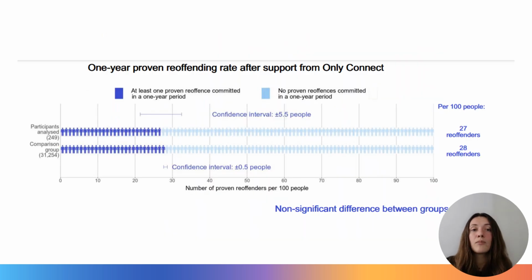The final example is taken from the Justice Data Lab analysis, and it's looking at reoffending behaviour after support from Only Connect, which is an intervention which was trialled to try and reduce the reoffending behaviour of prisoners after they were released from prison. So it's showing a comparison of the 1 year proven reoffending rate between those who had the support and those who did not, the control group.